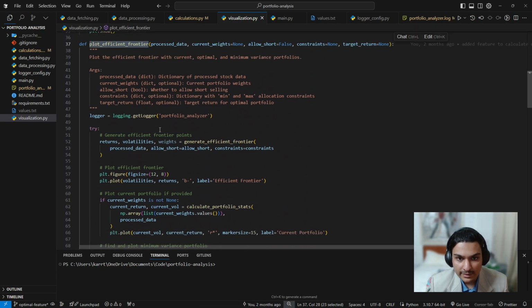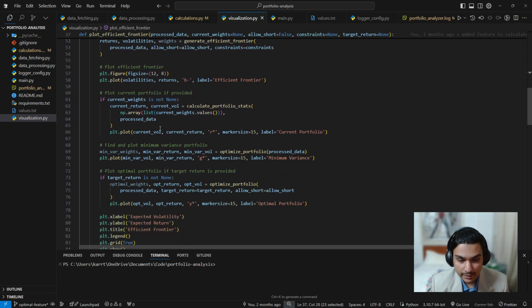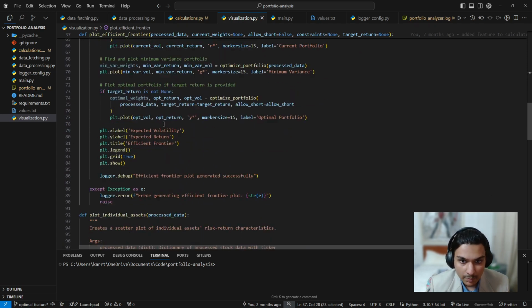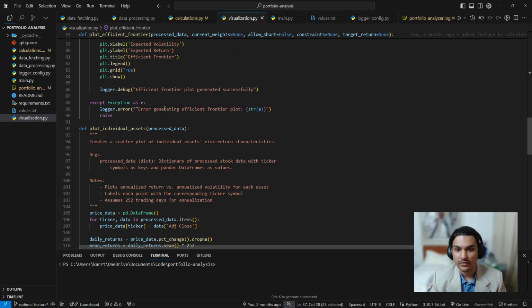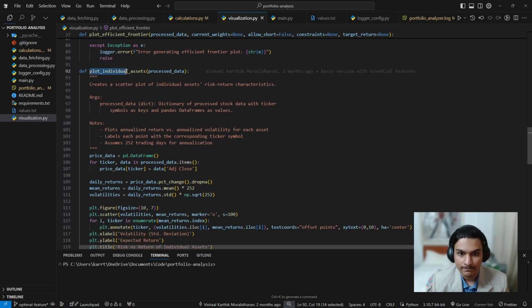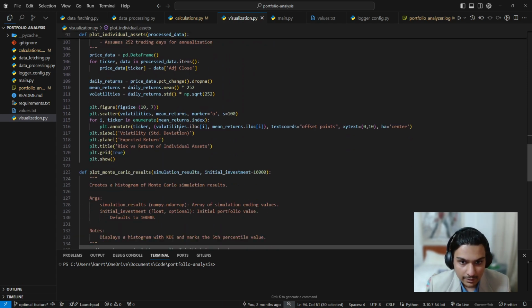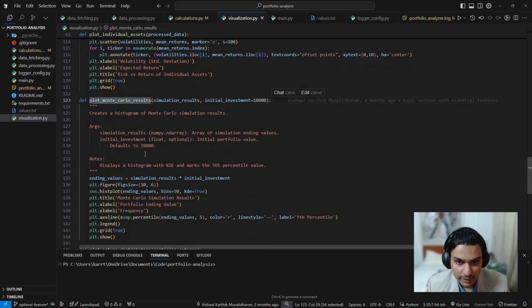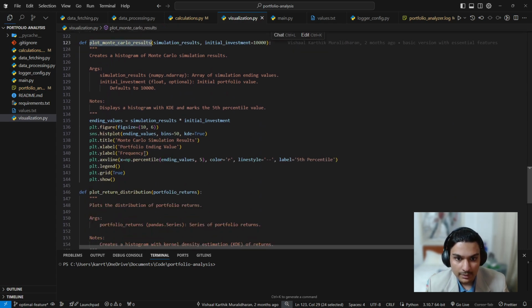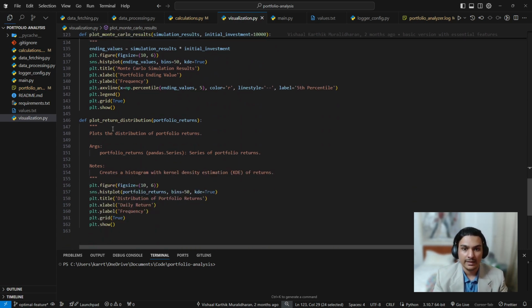And this one visualizes the efficient frontier. We calculated that earlier. It's a curve showing the best possible portfolios for a range of risks or volatility. This creates a scatter plot comparing individual assets' risk versus return. And in here, the Monte Carlo simulations that we calculated earlier are displayed as histograms. Lastly, this function plots the distribution of daily portfolio returns using a histogram with KDE, kernel density estimation.